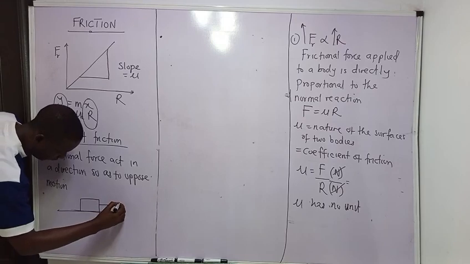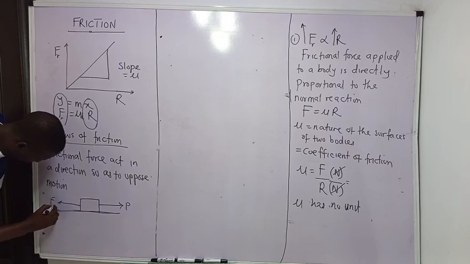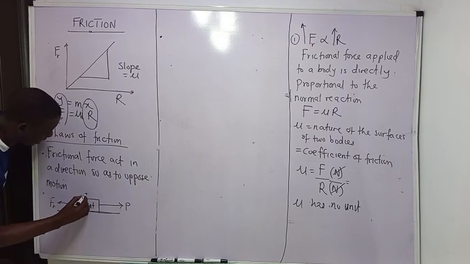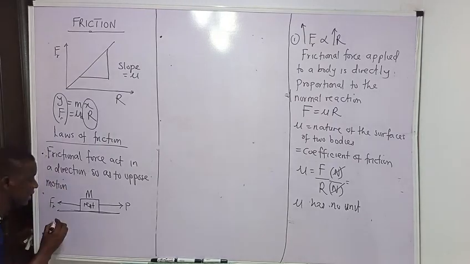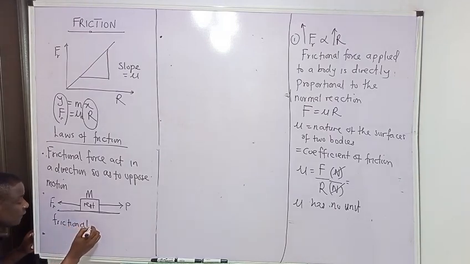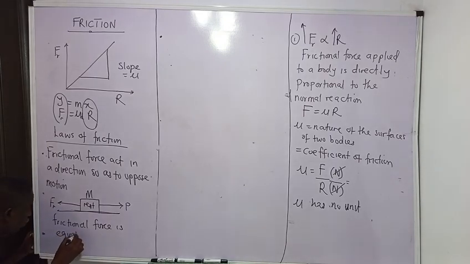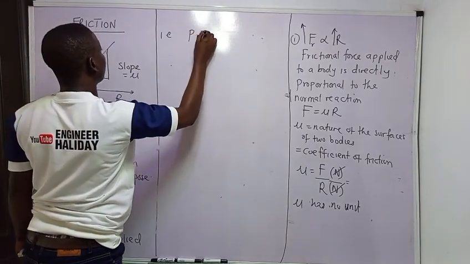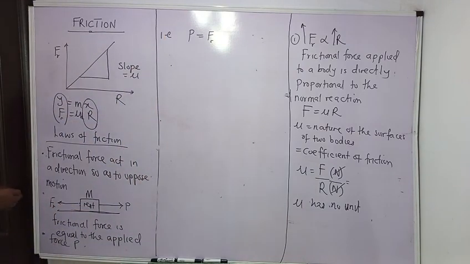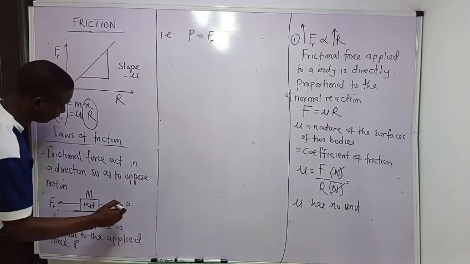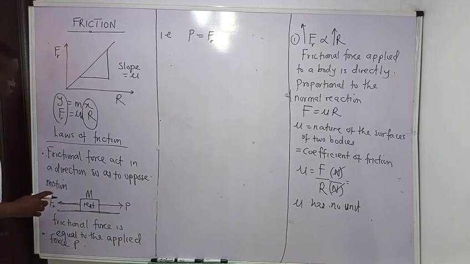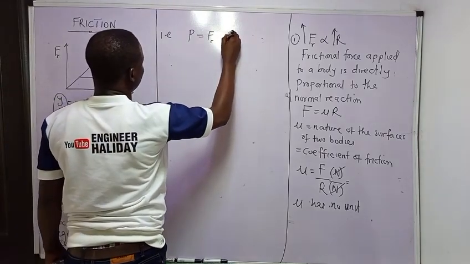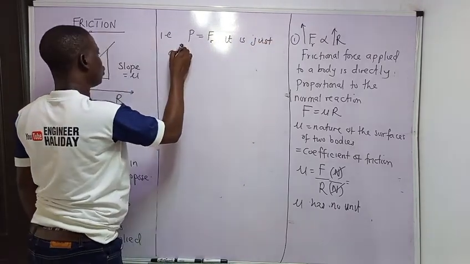Now look at the board. Let's say the applied force is P, and the frictional force is Fr. When the body of mass M is at rest, we notice that the frictional force is equal to the applied force P. So anytime the body is at rest, the frictional force is equal to the applied force P, that is, P equals Fr. Now, if the applied force P is increased, another thing you must know is that at this point the body is just about to move.